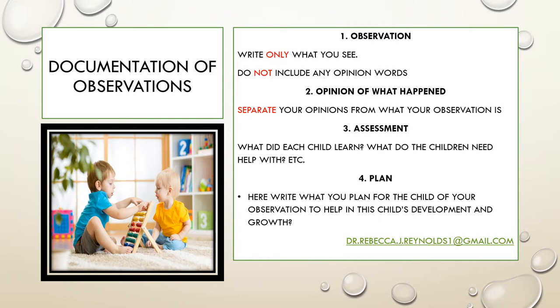Documenting an observation needs to include 4 components. 1. What did you actually see and hear while you observed? Write this with no opinions. 2. Write your opinions separate from your observations. 3. In the assessment, write any conclusions you have based on your observations. For example, what did each child learn? What do the children need help with? Etc. 4. Plan how you will assist this child's growth and development based on your observations assessment.